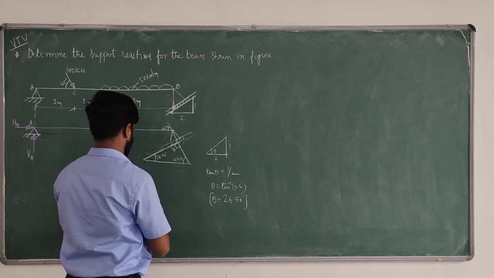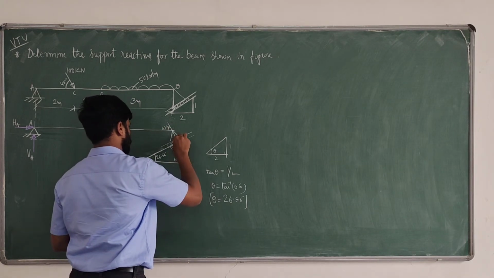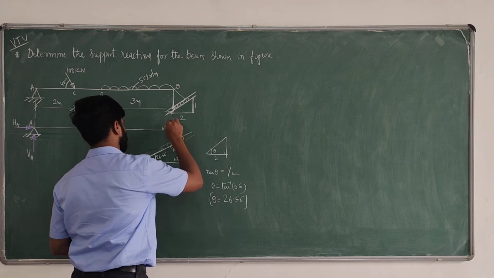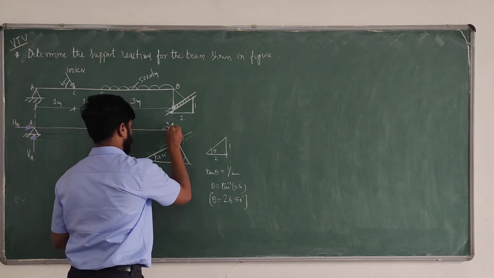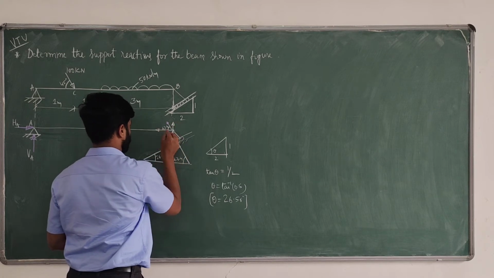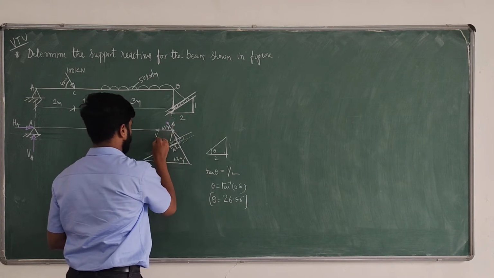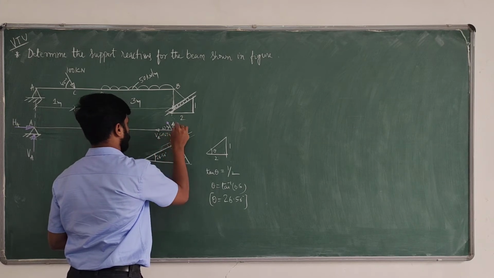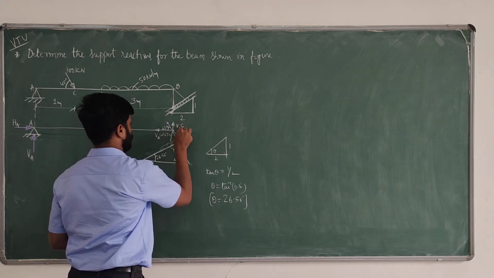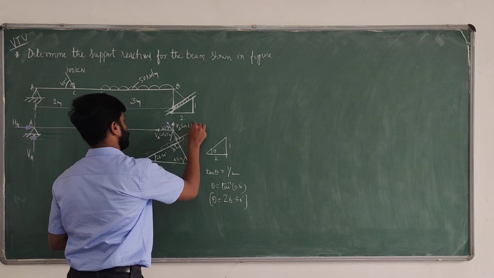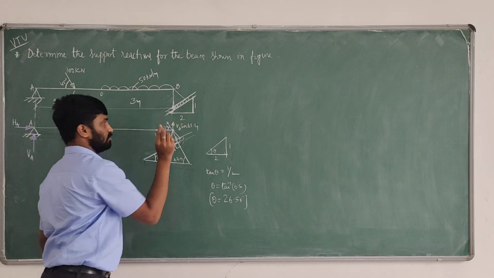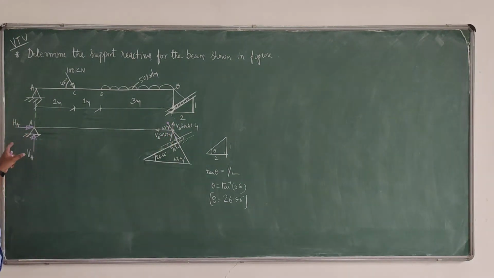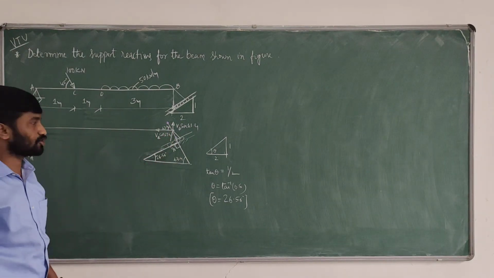Now we can take this reaction as always acting towards the origin. So this is also outward. So you are getting 1, 2. This is VB cos 63.4 and this is VB sin 63.4 degree. So this is over. It's very simple. First write the support reactions.